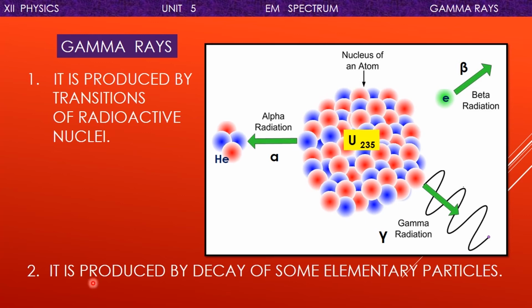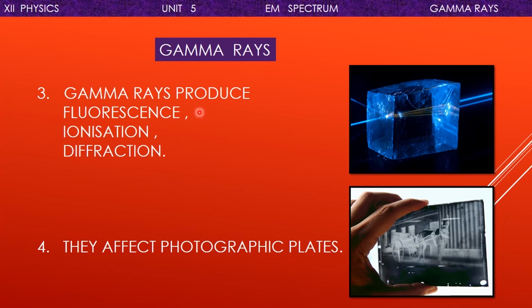Gamma rays are also produced by decay of some elementary particles. Gamma rays produce fluorescence. When gamma rays fall on a crystal, they emit light. Gamma rays also produce ionization. When these rays pass through gases, they ionize the gas molecules into positive ions and negative ions. Gamma rays also can be diffracted. When gamma rays fall on a photographic plate, they affect the photographic plates.